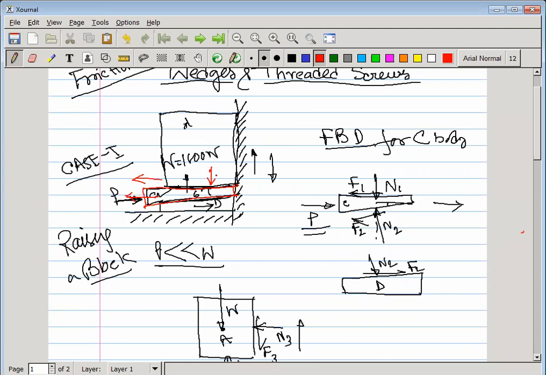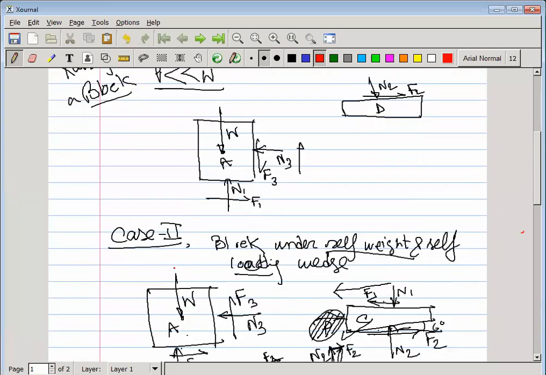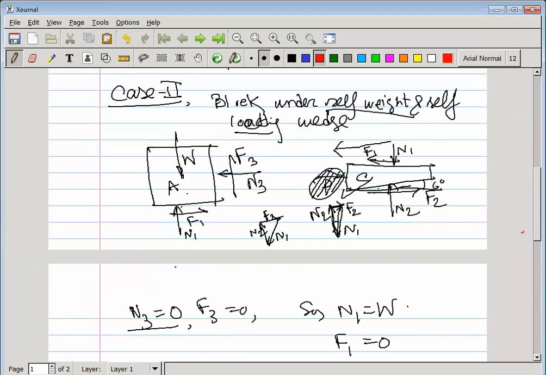Is it clear, right? Yes, sir. So if that block moves in this direction, then between these two contacting surfaces, in which direction is the frictional force? Opposite direction. As it moves in this direction, the frictional force is in this direction, right? So that's why it is in this direction.